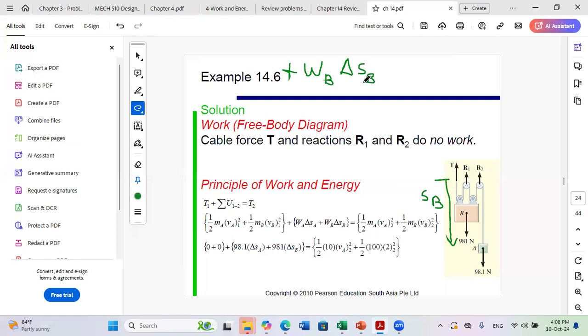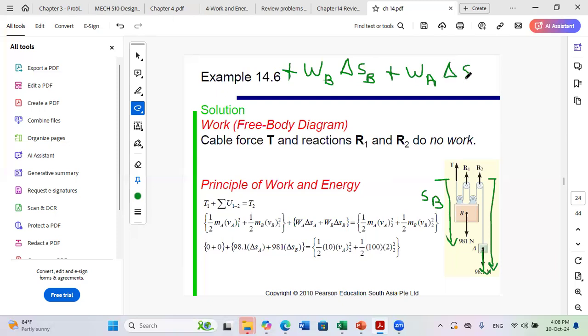Plus WA delta SA. So the same for A. The weight of A is pointing downward and SA is pointing downward. Okay. So since the coordinate of A is pointing downward, we can use the formula of work of weight, WA times delta S of A.